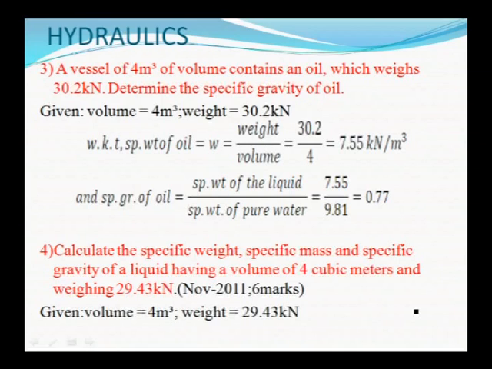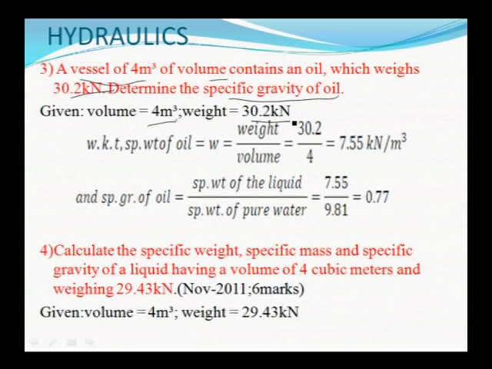And next, third problem. A vessel of 4 meter cube of volume contains an oil which weighs 30.2 kN. Determine the specific gravity of oil. Here, the given data is volume is equal to 4 meter cube and weight is equal to 30.2 kN.